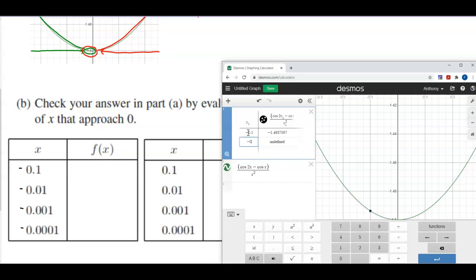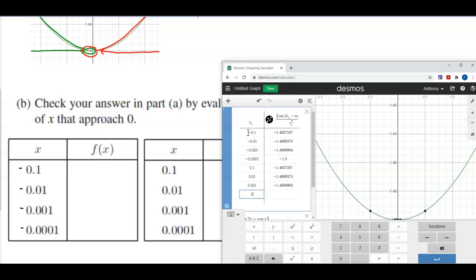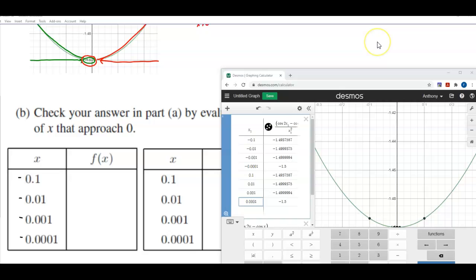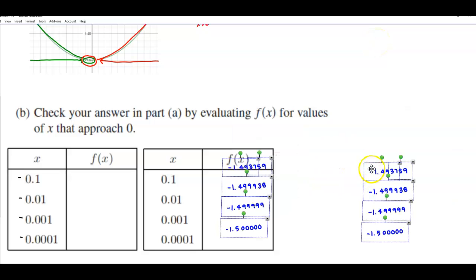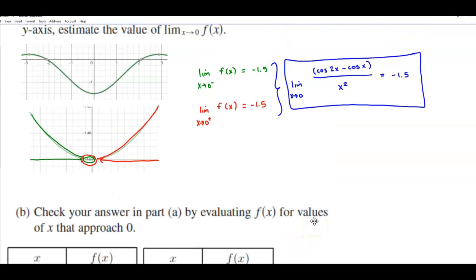Okay, and then let's put in the values negative 0.1, negative 0.01, negative 0.001, negative 0.0001. Okay, and then we put in 0.1, 0.01, 0.001, 0.0001. So now we're going to go ahead and copy and paste those values in here. So we can see how as our values approach 0 from the left we get negative 1.5000, and as these values approach 0 from the right, we get negative 1.50000. So therefore, that confirms our results of what we saw in part A.